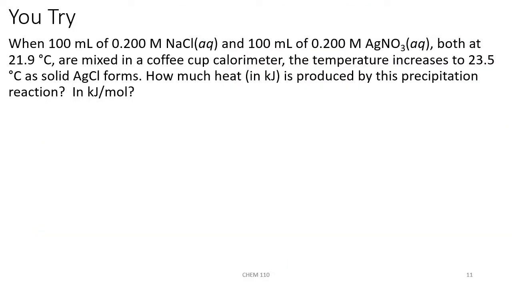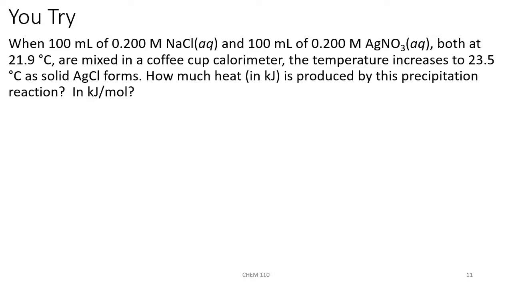Let's try another example. When 100 milliliters of 0.2 molar sodium chloride and 100 milliliters of 0.2 molar silver nitrate at 21.9 degrees Celsius are mixed in a coffee cup calorimeter, the temperature increases to 23.5 degrees Celsius as the solid silver chloride precipitate forms. How much heat in kilojoules is produced by this precipitation reaction? And how much heat in kilojoules per mole?